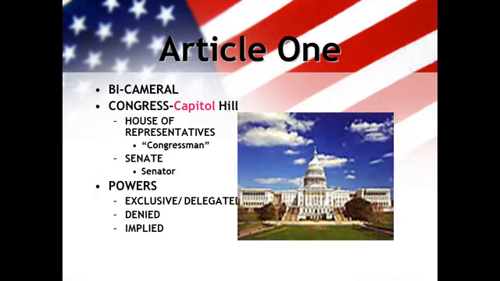So here we go. You should already know everything that's on here. We talked about that. Look at the second bullet under House of Representatives. This is just something that's good to know. You do not call them Representative Smith. You say Congressman Smith or Congresswoman Smith.